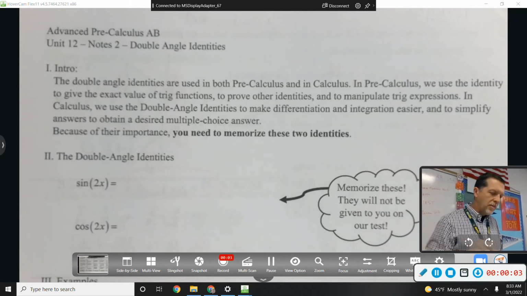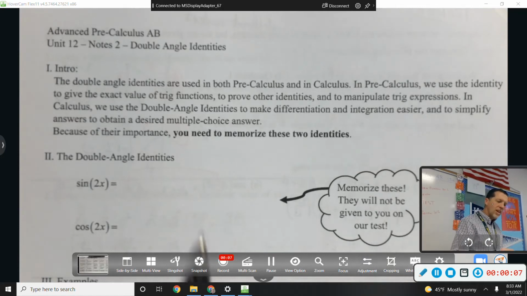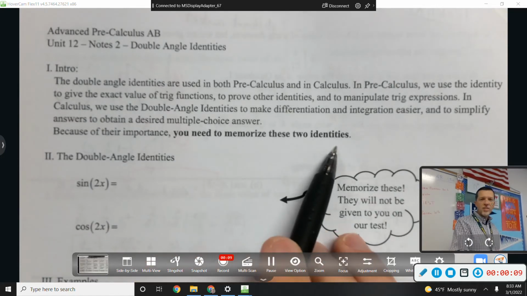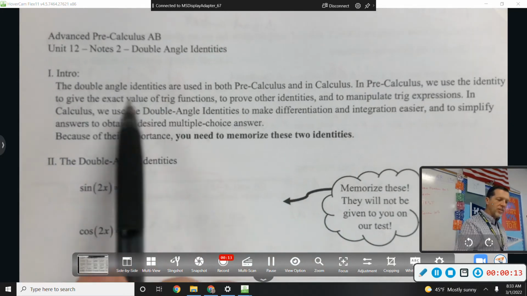Okay, maybe right off the bat, memorize these. These will not be given to you on your test. Because of their importance, you need to memorize these two identities. Let's back up a little bit and explain why you need to memorize these.